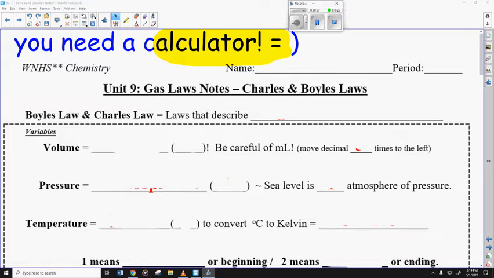Okay? Well, let's go ahead and jump into things here. We're gonna look at Boyle's law and Charles' law today. Those are laws that describe gas behavior. So when you mess around with a variable like pressure or volume or temperature, what does that do to the other variables? How does that affect them? What kind of relationships do they have? That's what we're going to be looking at here today. Now, we do need to do a quick overview of the variables that are going to be involved. Some of them are going to be more familiar than others.